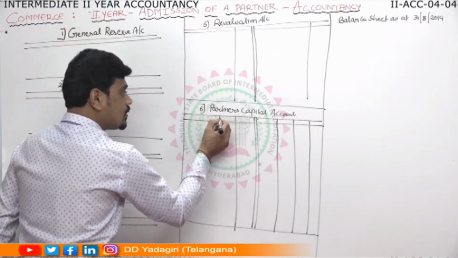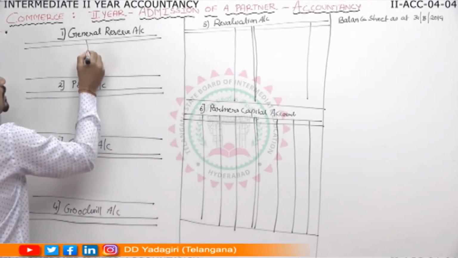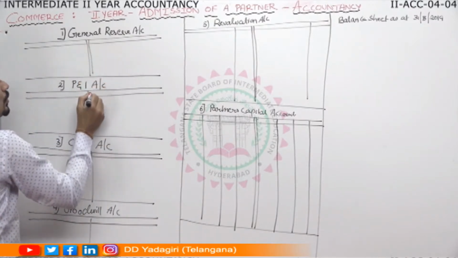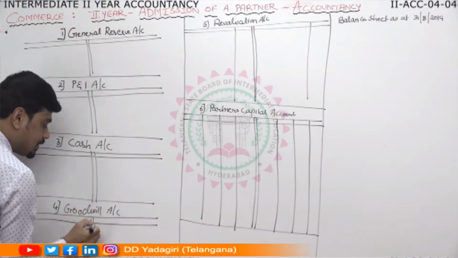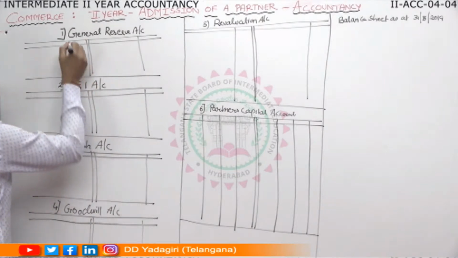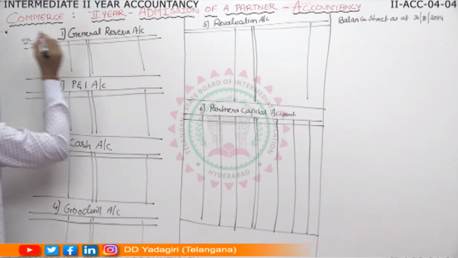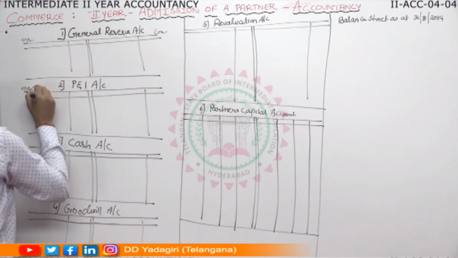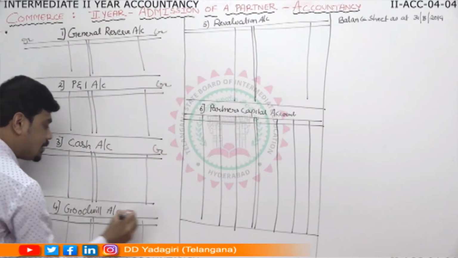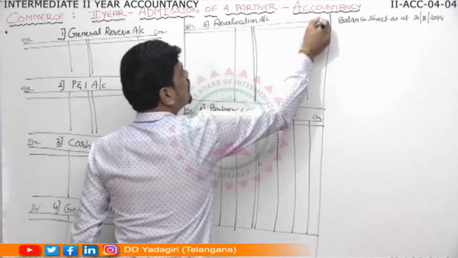Partner 1, 2, and 3. Similarly, here also we are going to draft the accounts. Debit side, credit side, you all know. Everywhere you have to write debit and credit. Debit, credit, debit, credit, debit, credit.